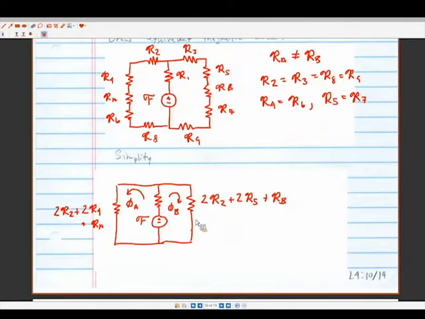Yes, in the back. The equation on the right is 2R2, because we have R2 is equal to R3 is equal to R8 is equal to R9. All the same. Yeah, so trying to remove variables from the equation.